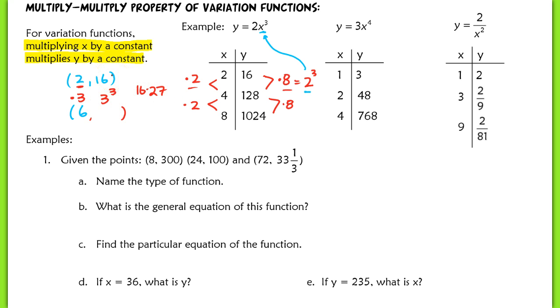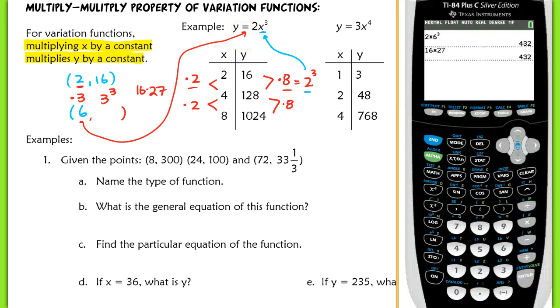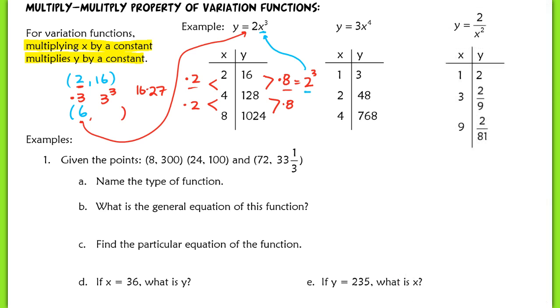Now, I can check that that's actually equivalent to when I plug 6 into my function here. I did that already on the calculator. So you can see I multiplied 2 times 6 cubed, which is the original function, and I get the value 432. But if I also take that point 16 and I simply multiply it by 3 cubed, or 27, I also get the same exact value. So that's what a direct variation function does.